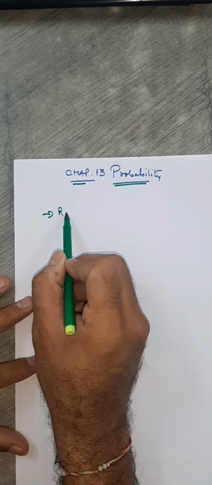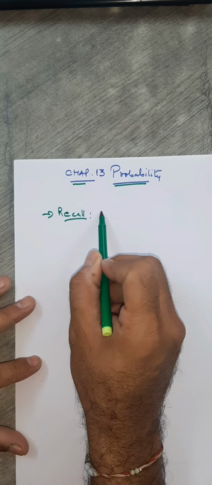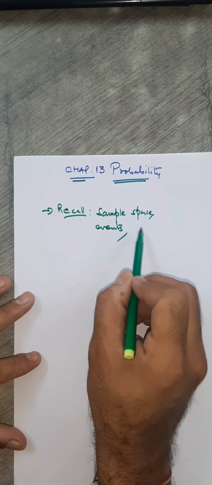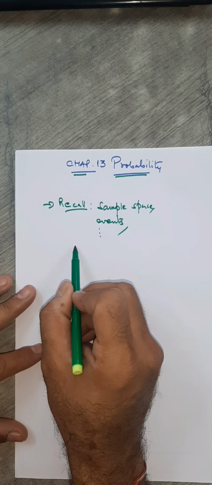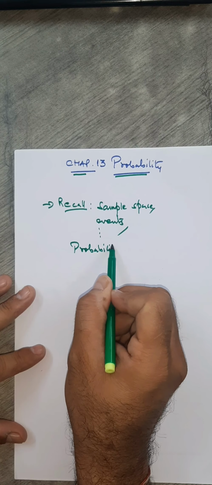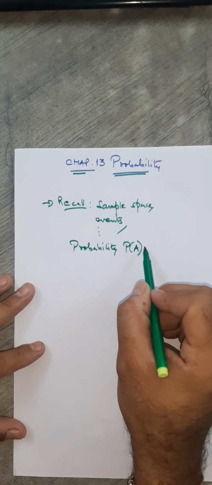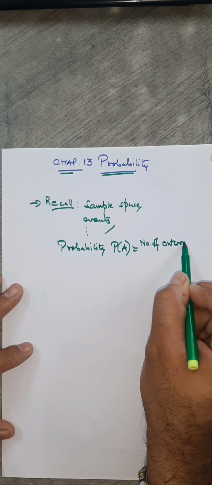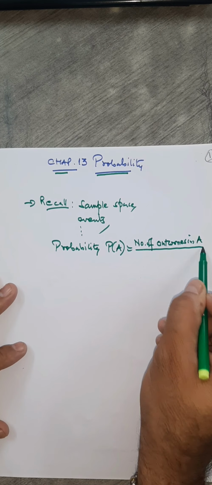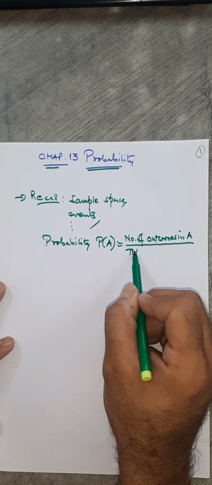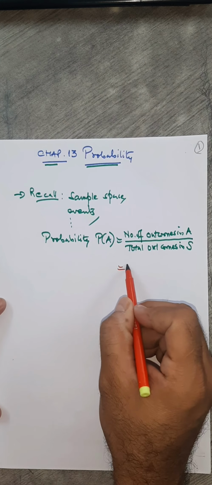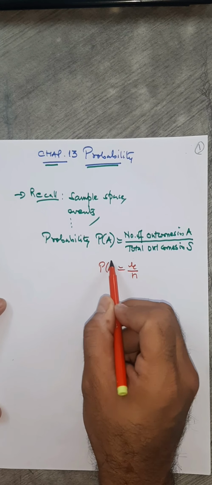So if you just recall, you did sample space, then you have studied events, various types of events and so on, and then you have defined probability P of A, that is, number of outcomes in the event A upon total outcomes in the sample space S. Sometimes it is also expressed like this: r by n, P of A, for any event A.